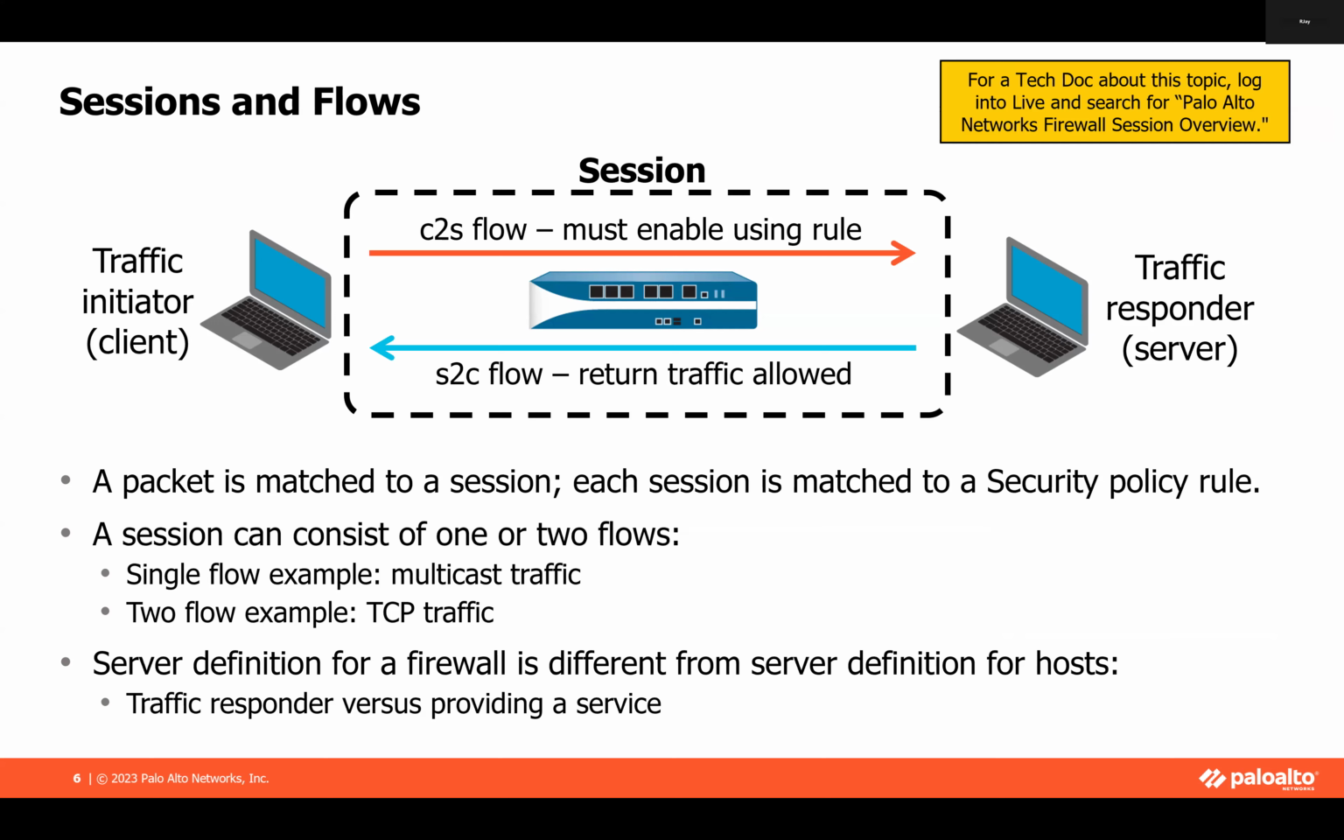So as the traffic comes in on the left-hand side from the client, we have our C2S flow, which we must enable using the rule. And then we have the S2C. Those are standing for server and client, in which case we can allow return traffic. And so a packet is matched to each session. Each session is matched to a security policy rule. A session can consist of one or two flows, a single flow like multicast traffic, or a two-flow example, something like TCP. A server definition for a firewall is different from a server definition for hosts. It is a traffic responder versus something that provides a service.